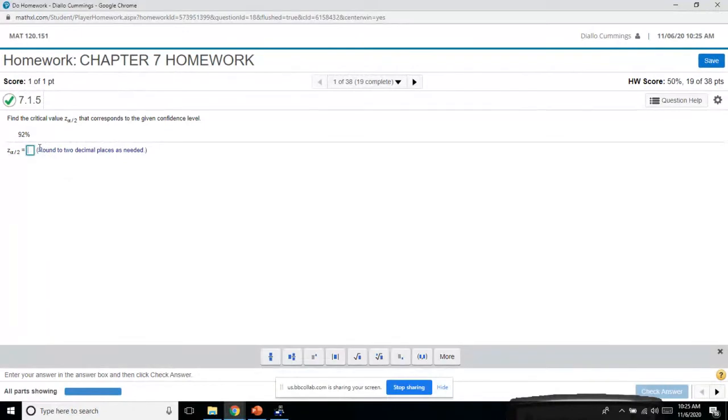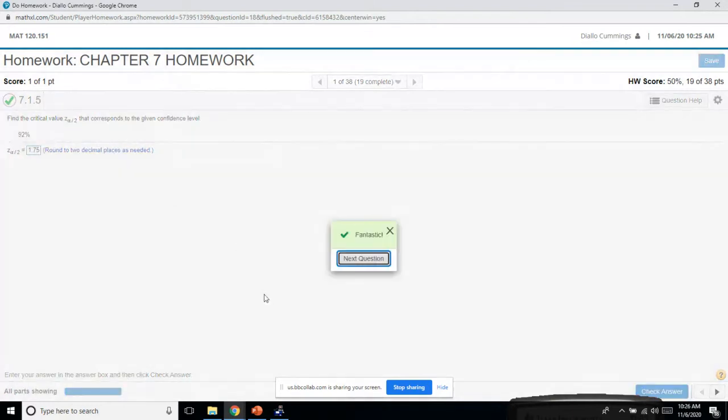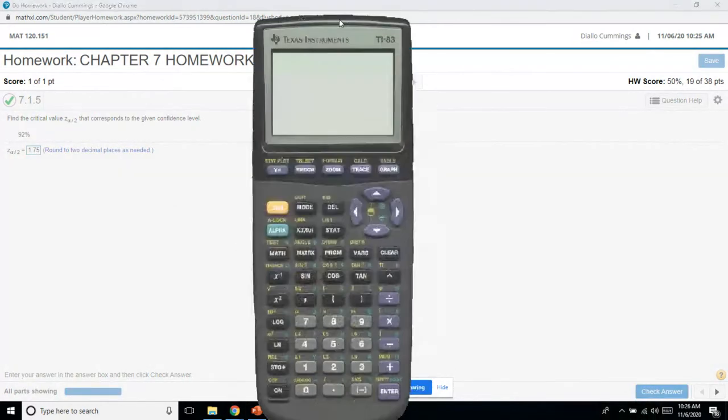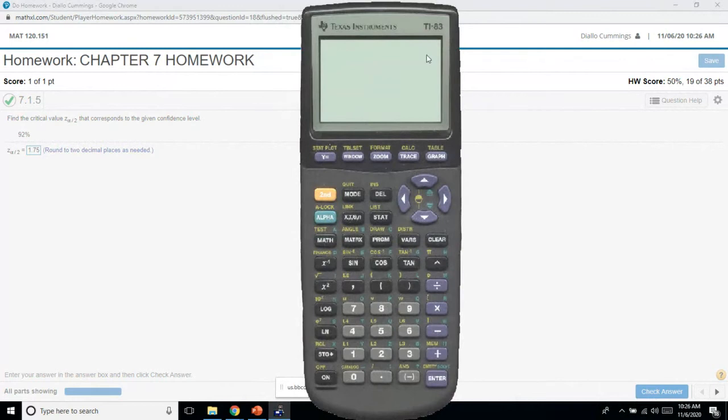We have that as 1.75. Also do that on the TI-83 calculator, just in case the other calculator wasn't so visible. I can turn on my calculator. I'm going to go into distribution. I'm going to find inverse normal. I'm going to put in 1 minus 0.08 divided by 2. And we have our T critical value.